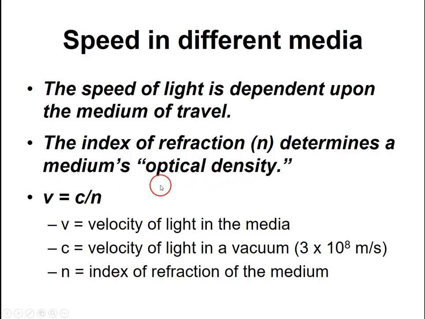So the equation that we use here, we'd say v equals c over n, where v is the velocity of light we're looking for, c is 3 times 10 to the 8th, and n would be the optical density or index of refraction of the material. Notice as the density of the material goes up, as the index goes up, the velocity is going to go down. So the higher the n, the lower the speed.